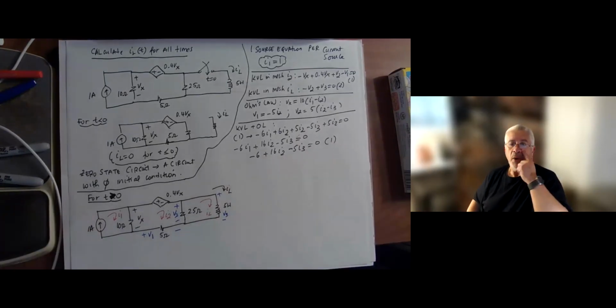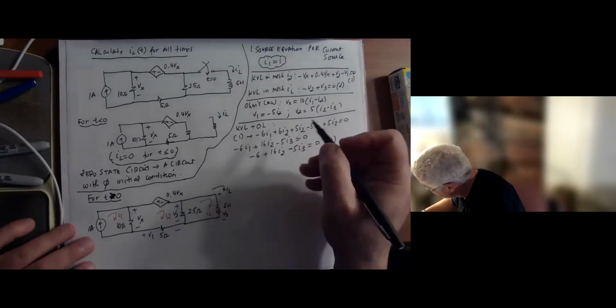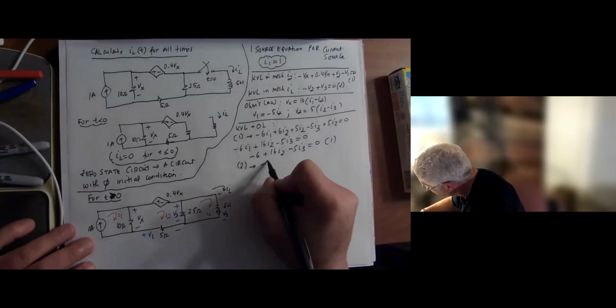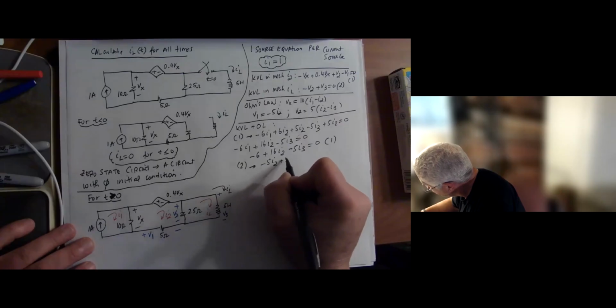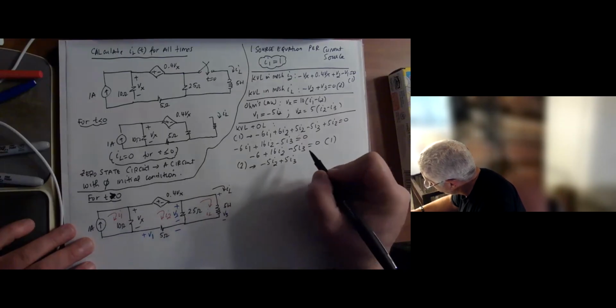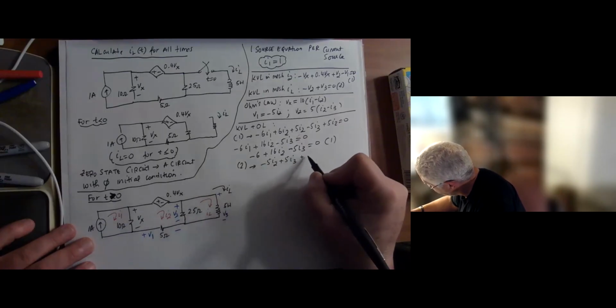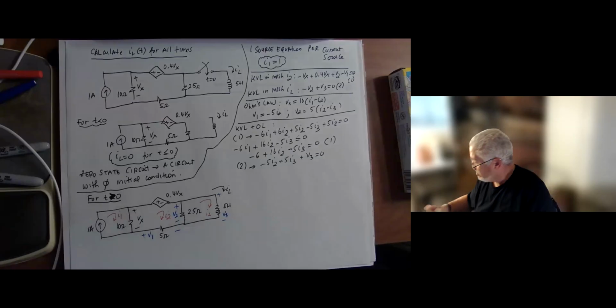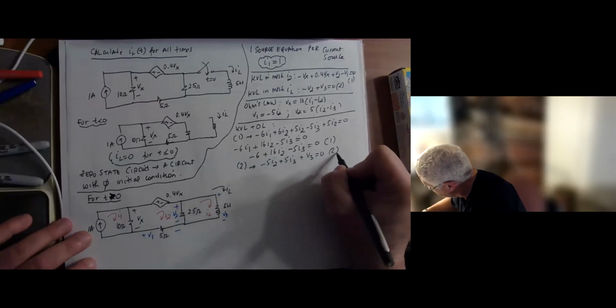Then equation 2, what do we have here? Minus V2, so minus 5I2 plus 5I3 plus V3 equals 0. Okay, that's equation 2.